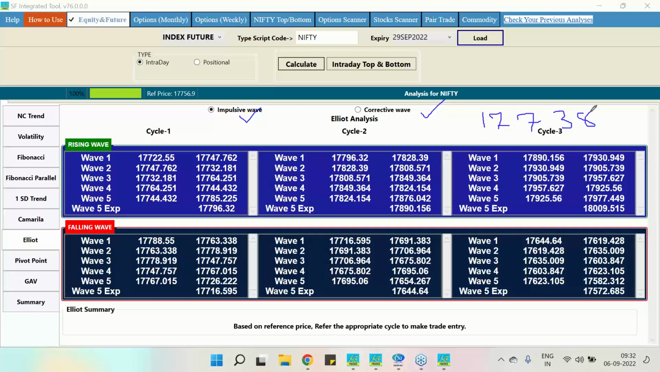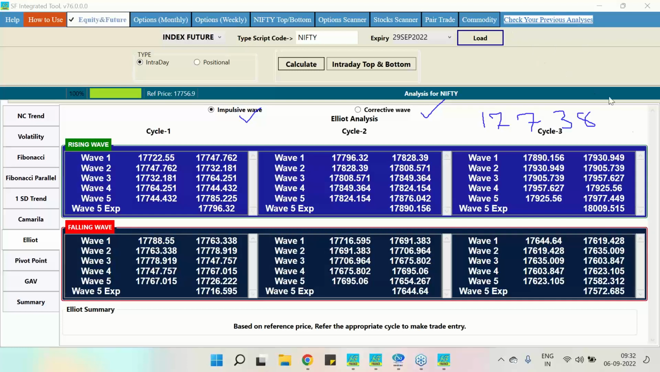17,738. So why is Elliott wave a little confusing? Because mostly traders will not know whether we are in an impulsive cycle or in a corrective cycle. Mostly people translate that whenever the price is going up, it is an impulsive cycle, and when the price is falling down, it is a corrective cycle, which is not true. Impulsive cycle is a 5-wave pattern and corrective wave is a 3-wave pattern. It is just a pattern. So you do not know which wave you are in.